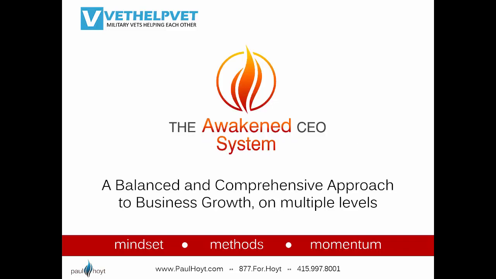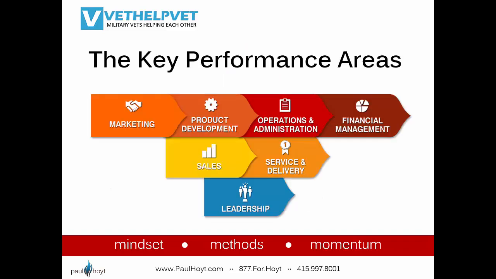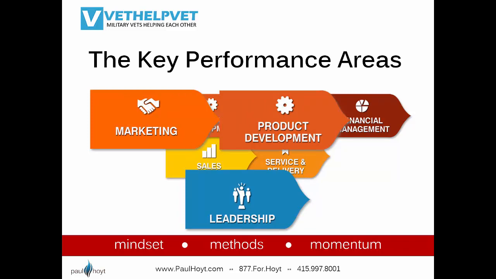This presentation is based on the Awakened CEO system, which is a balanced and comprehensive approach to business growth on multiple levels. In that system, we define 7 different key performance areas: leadership, sales, service and delivery, marketing, product development, operations and administration, and financial management. Today's presentation really encompasses 3 of those most important areas: leadership, marketing, and product development.